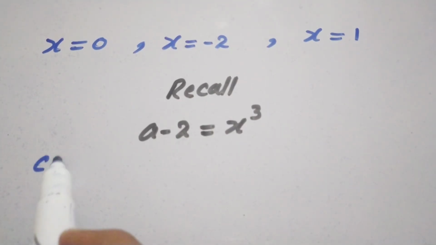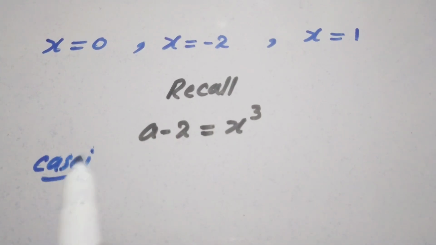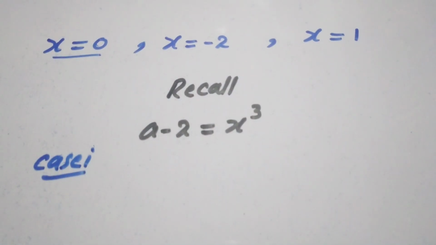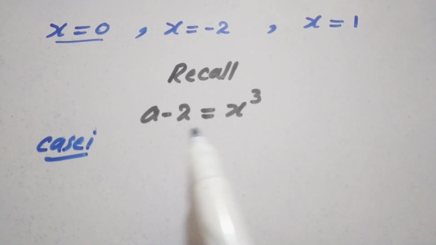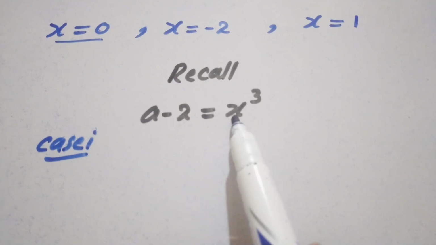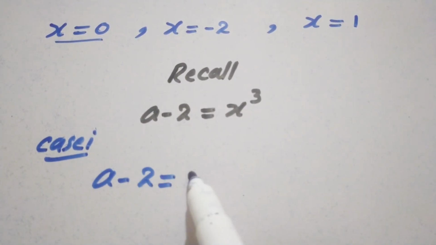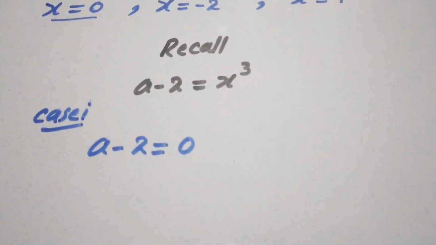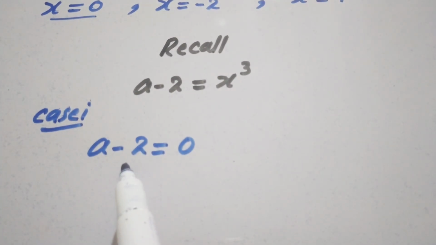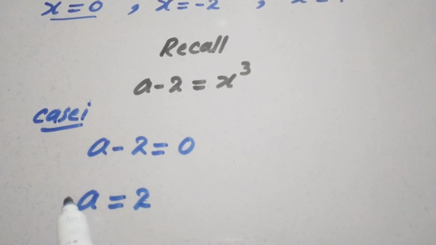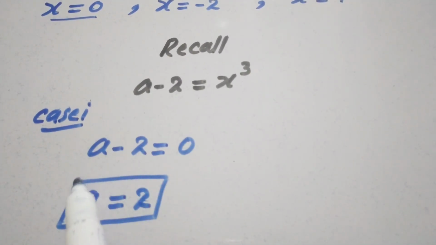So case number 1, when x is equal to 0. Using the value of x which is 0 in this equation, this will become a minus 2 is equal to 0 cube which is 0. Move this negative 2 from left hand side to right hand side and it will become 0 plus 2, we get 2. So this is the first value of a.